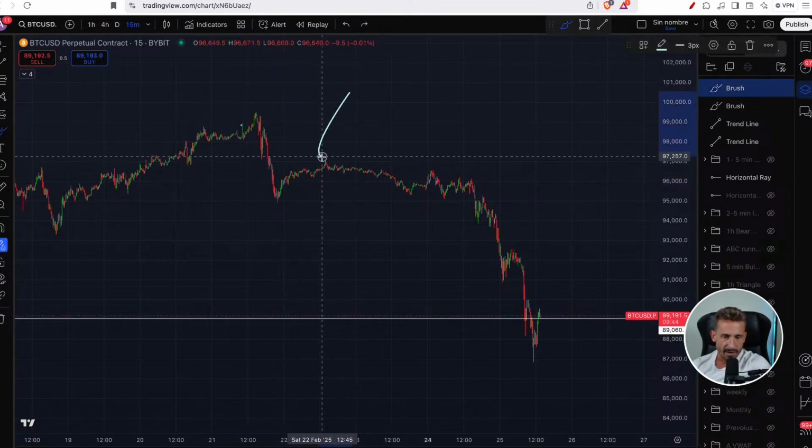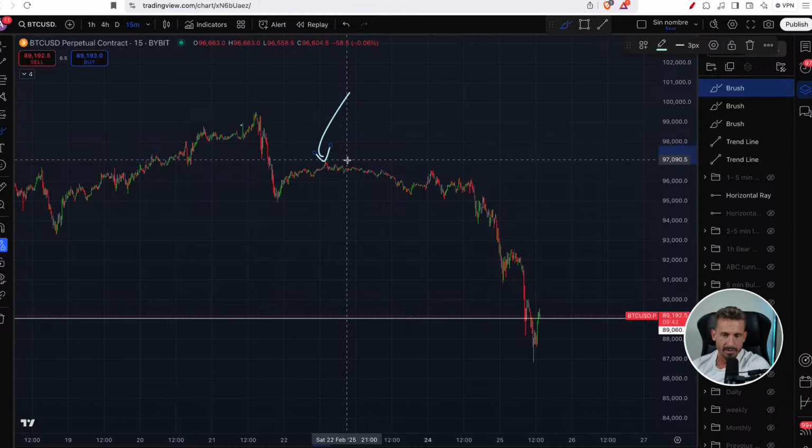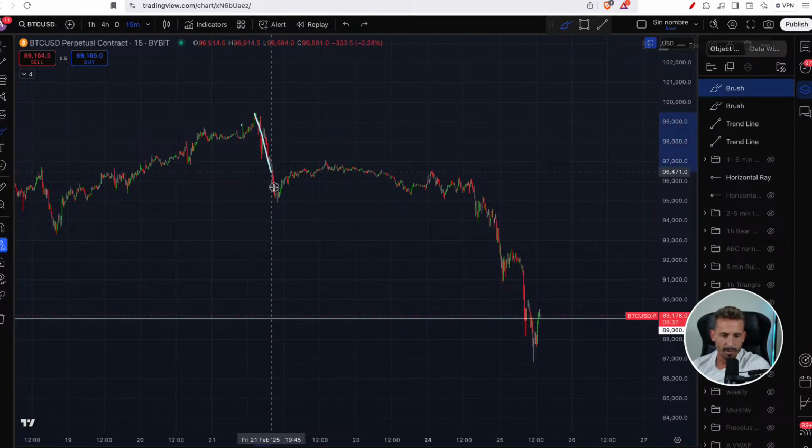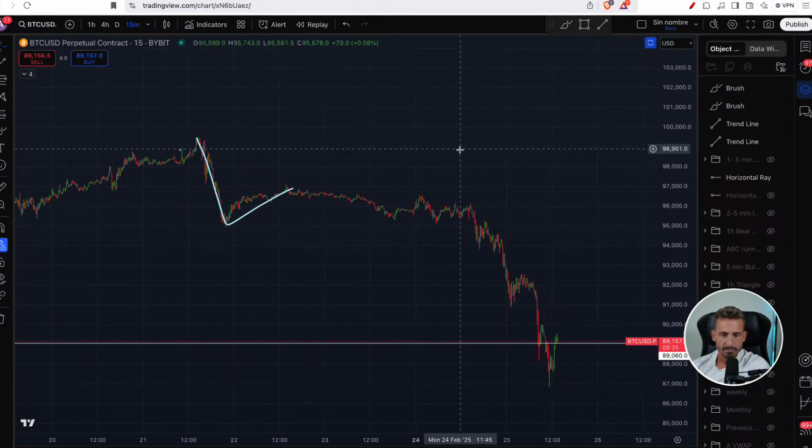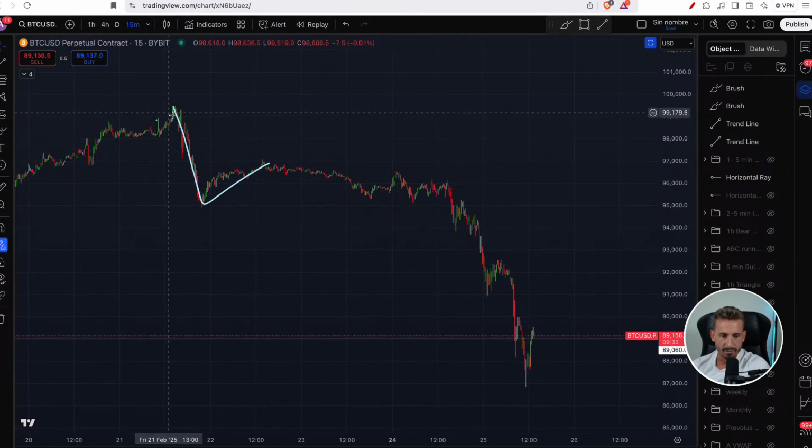What we had next throughout the weekend was that bounce. This was the high of the bounce. This was the high of the bounce at $97,000. Okay. So for the moment, you have this information. That's the information that you do have here.